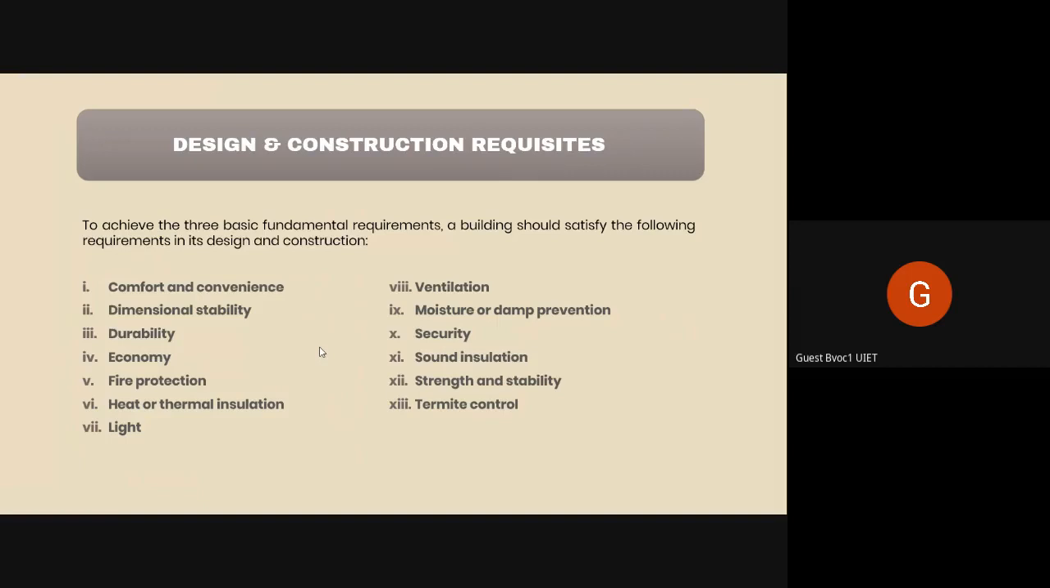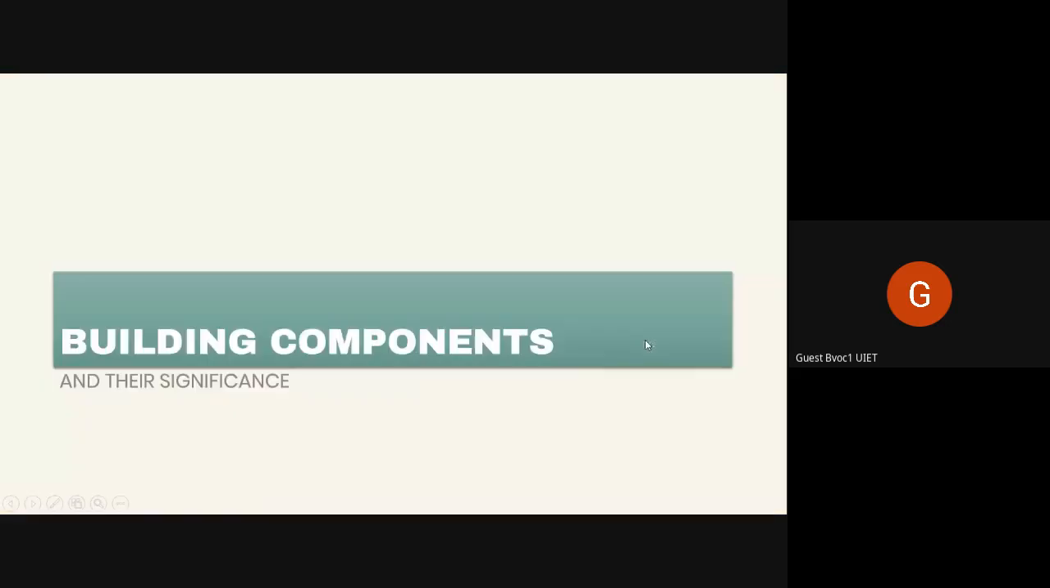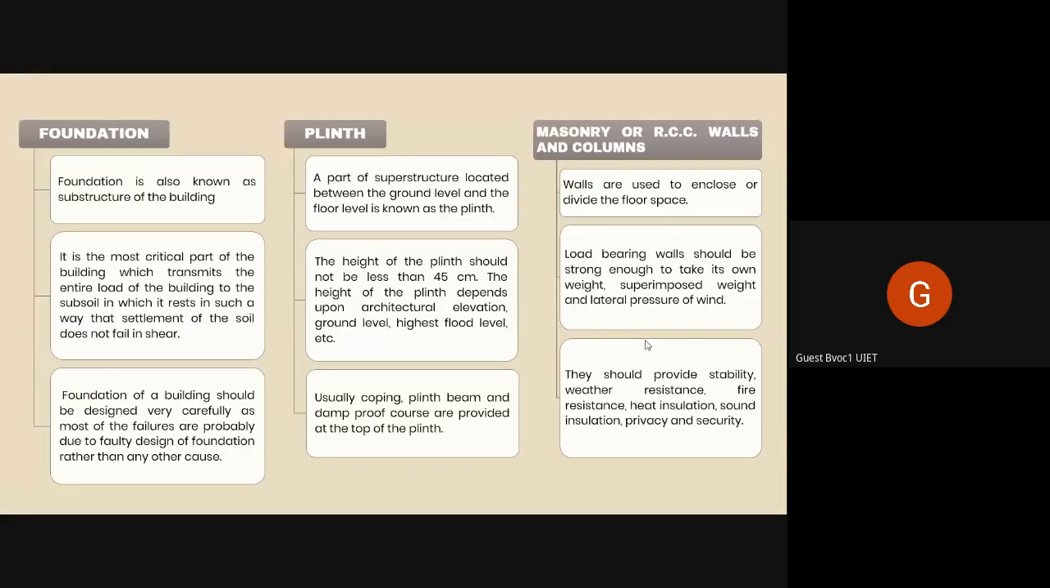जितना शोर हो रहा है, जितनी भी गर्मी है, you'll have to bear it. And there will be no security because there's no walls. And बारिश होगी तो बारिश अंदर आएगी. So walls provide this protection and stability from the weather, from fire, from heat and sound. And they also provide privacy and security.